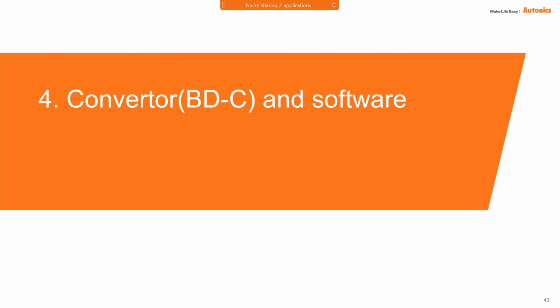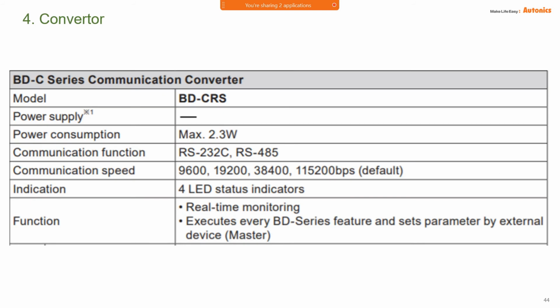Okay, for the communication side, the converter normally uses BD-CRS, together with the software, Autonics software at displacement. This one is a BD-C series communication converter, model BD-CRS. The power consumption is 2.3 watts. Communication function supports RS232 and RS485. So communication speed you can select from 9600 until 115k bps. The default is 115k bps, and it has 4 LED status indicators. Using this function you can do real time monitoring, and then execute every BD series feature and set parameters by external device.